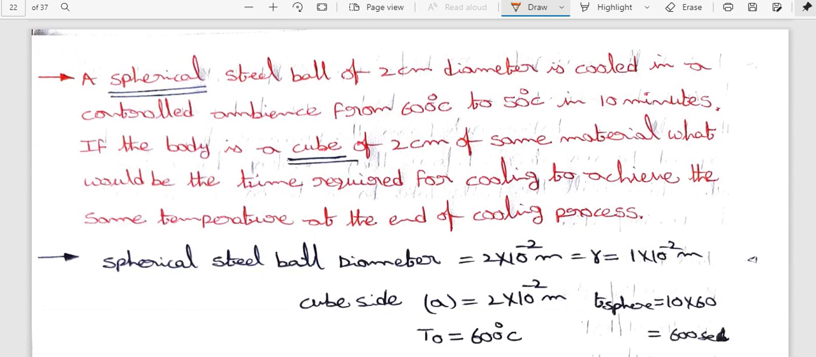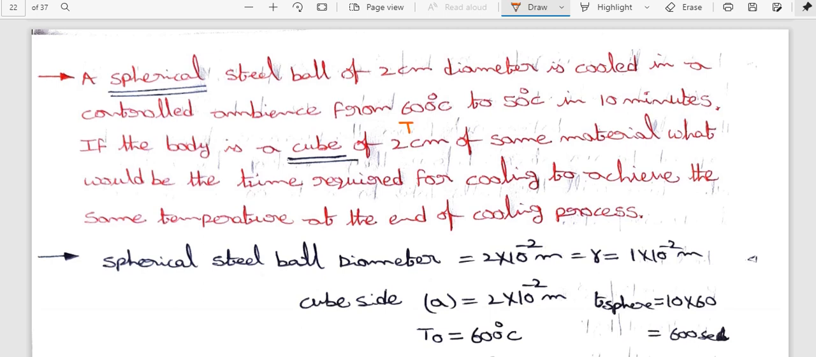So next problem, this is the spherical problem. Spherical means the characteristic length value is radius by 3. Here a spherical steel ball of 2 centimeters diameter is cooled in a controlled ambience from 600 to 50. So here 600 to 50, this is the T naught value and this is the T value, and time is given. So time value is 10 minutes.